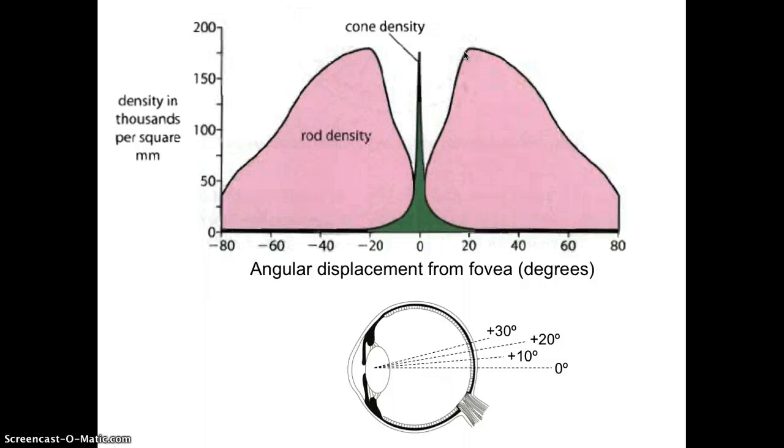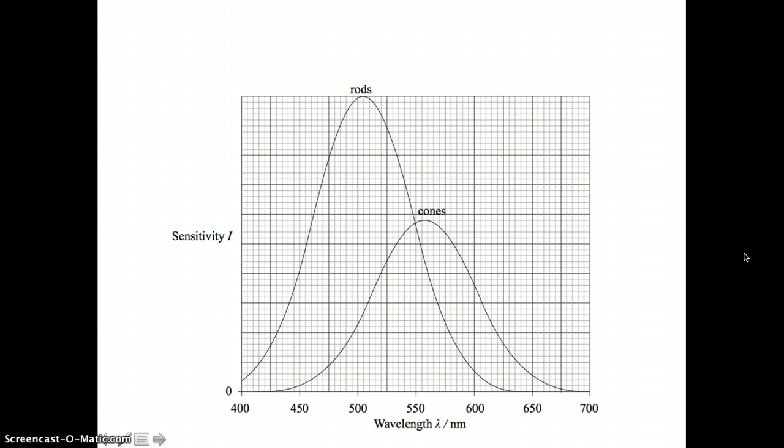So I'm going to ask you on the homework to kind of explain in your own words the density of rods and cones relative to the fovea. And you'll just have to put this graph into your own words.